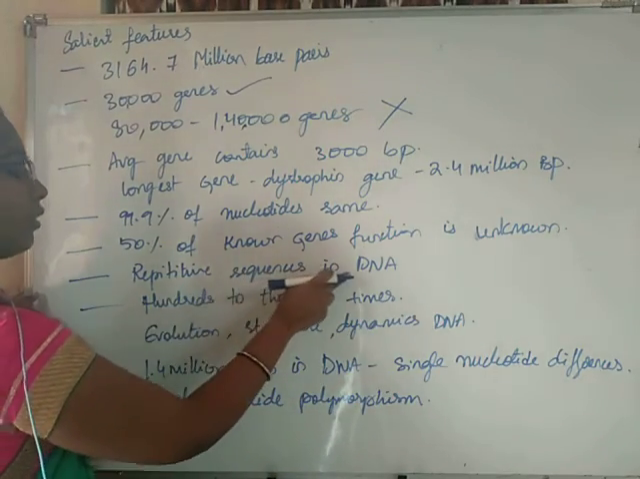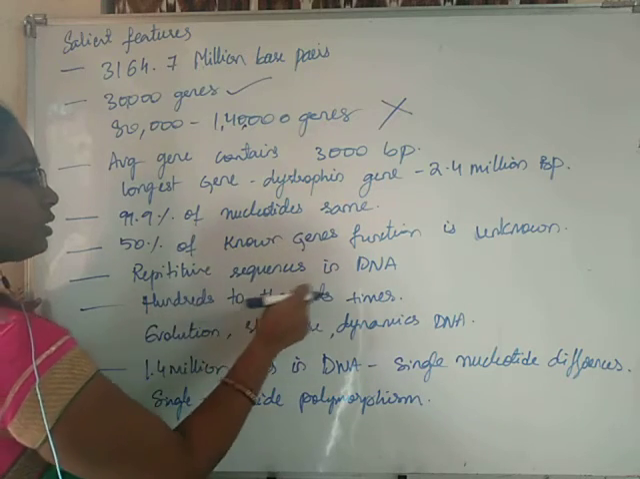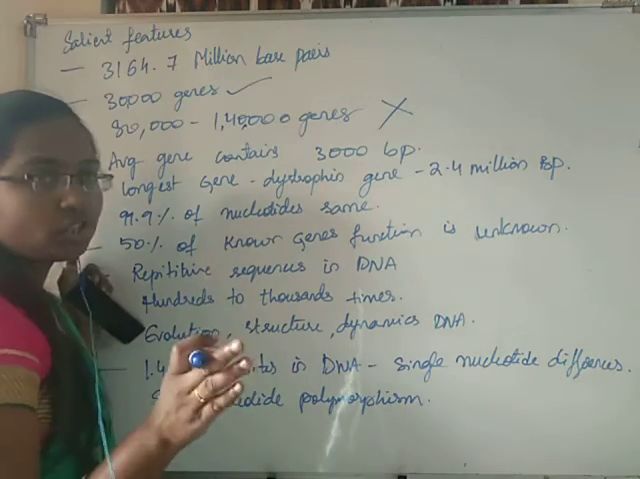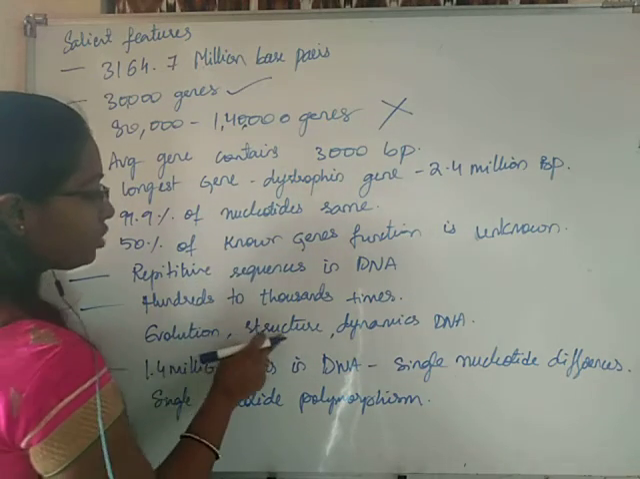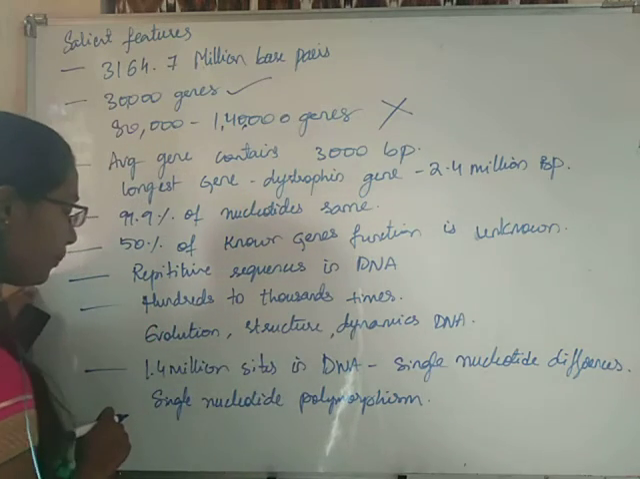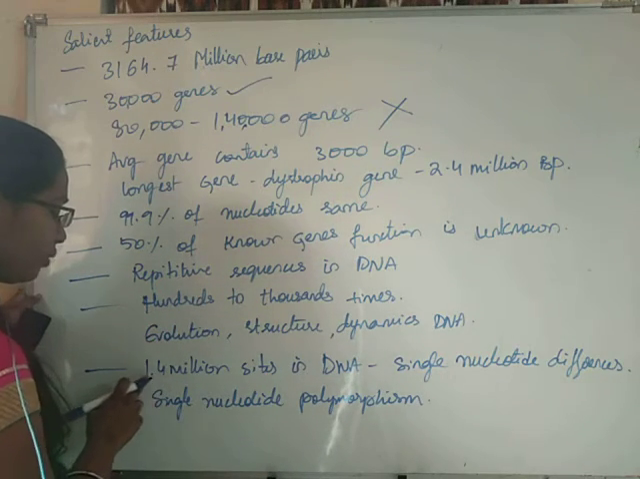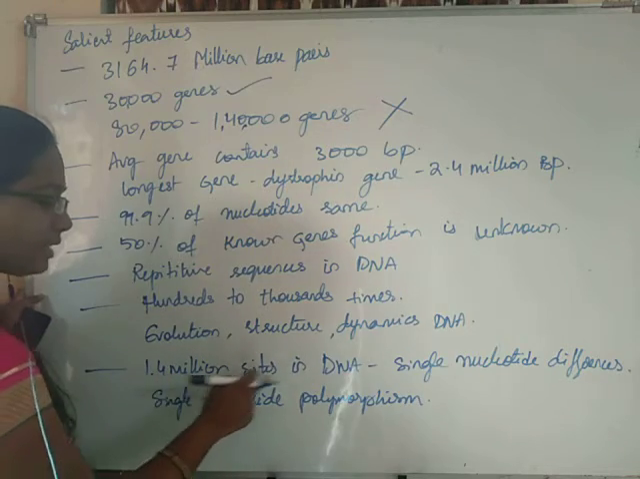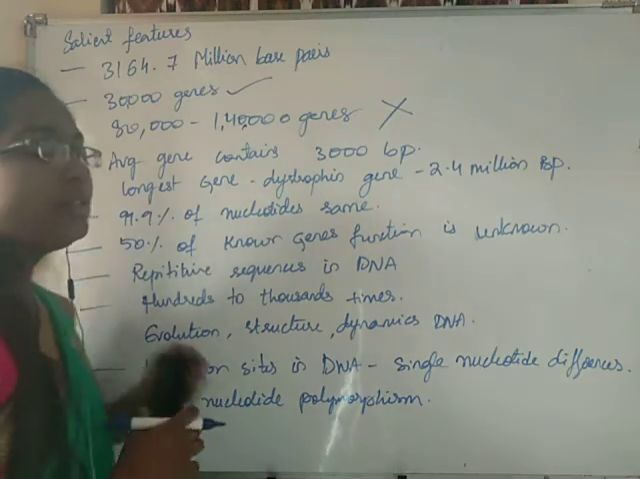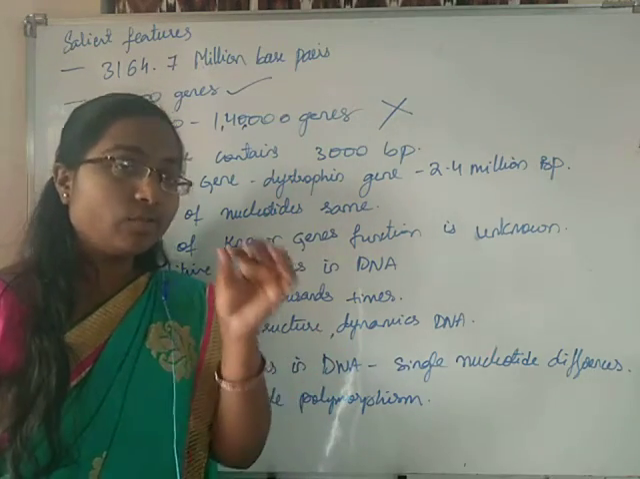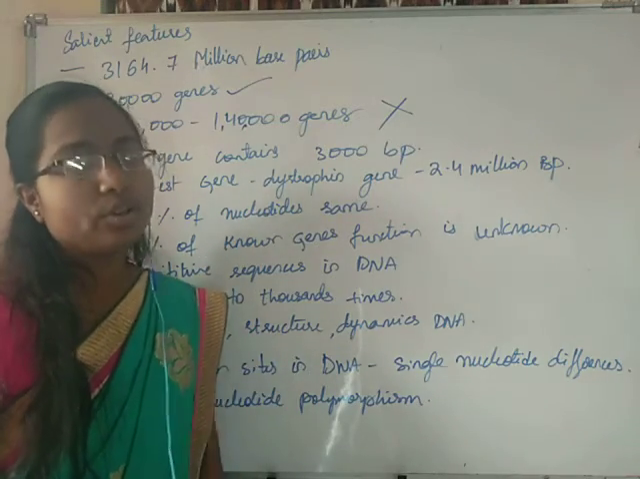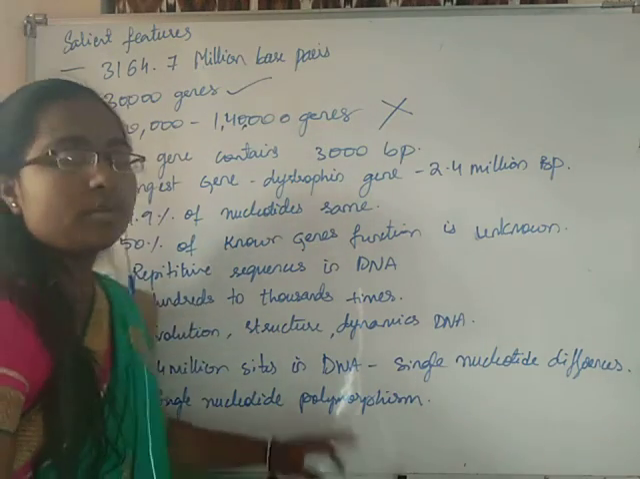Repetitive sequences are found in the DNA, repeated hundreds to thousands of times. They have no known function, but they have importance in understanding evolution and the structure and dynamics of the DNA. Scientists identified nearly 1.4 million sites in the human DNA where there are differences in only a single nucleotide between different people. They are called single nucleotide polymorphisms.